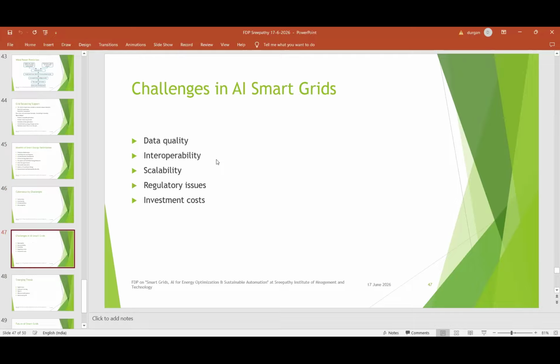So these are some other challenges in AI smart grids. Okay, so what about the quality, operability, visibility, regulatory issues, investment cost, everything.